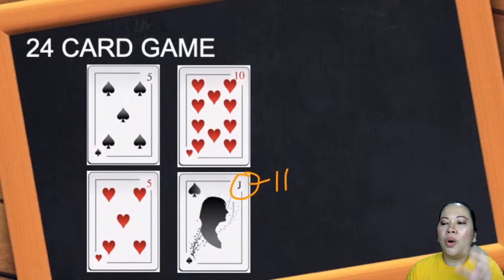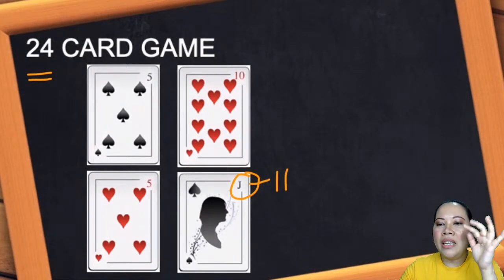Okay, you only use each card once. You have to add, subtract, multiply, or divide each card. The final answer will be 24. That's why it's called the 24 card game. So you either add, subtract, multiply, or divide. You only use each card once, and then the final answer is 24.